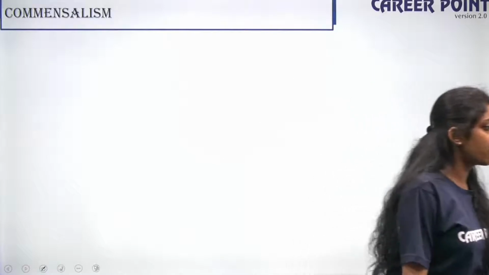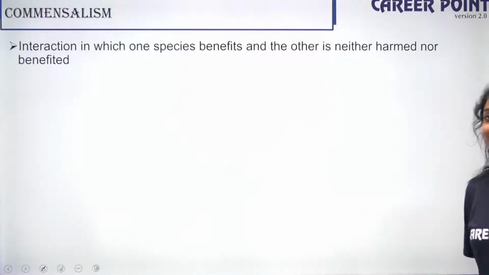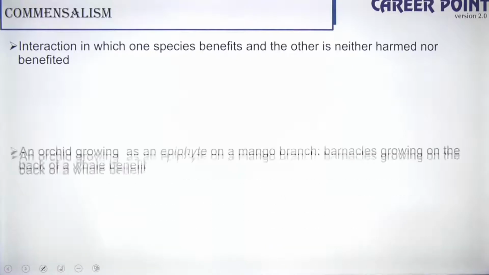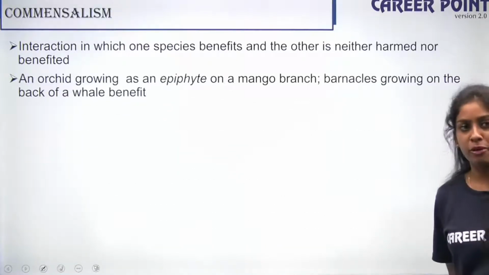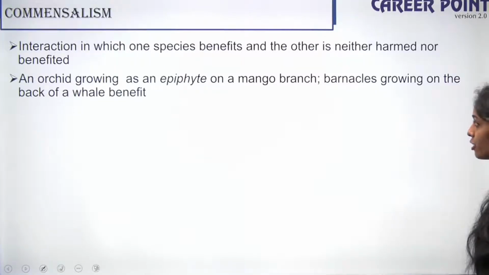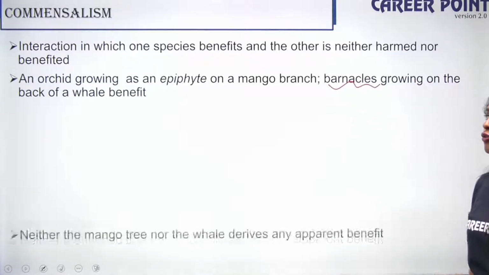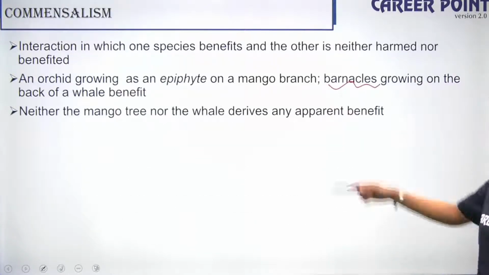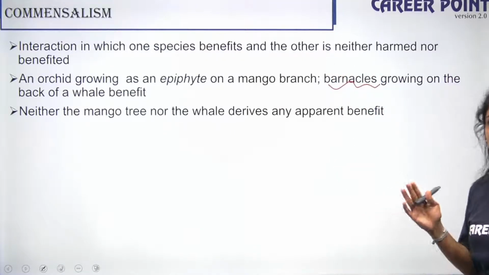So the last type of example that we're going to talk about is commensalism. It is an interaction in which one species is benefited and the other is neither harmed nor benefited. So one example is your orchid growing as an epiphyte, as a small plant on the bark of your tree, on a mango branch. Then barnacles growing on the dorsal surface of your whale. Okay. So your orchid and your barnacles benefit because they are getting a shelter to live on too.